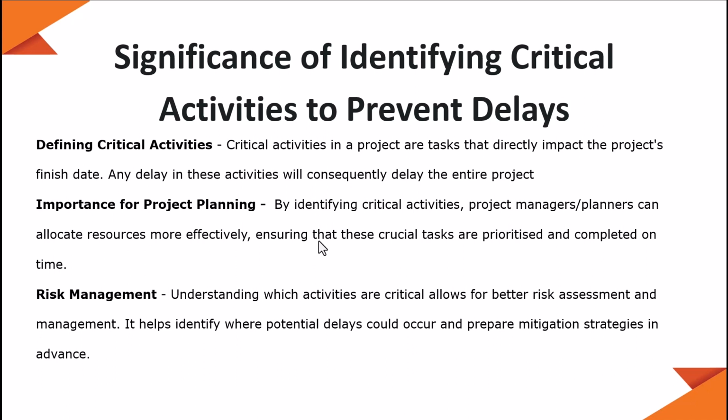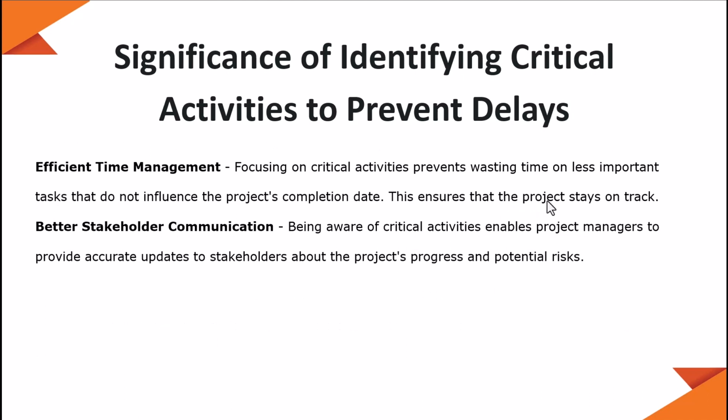Another significance of identifying the critical path is risk management. When you understand the activities that are critical, it allows you better risk assessment and risk management. Then you can allocate a risk owner to that particular risk. It will help you identify where there could be potential project delays, and you can prepare an effective mitigation strategy in advance.